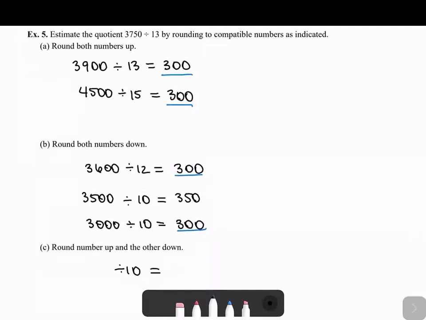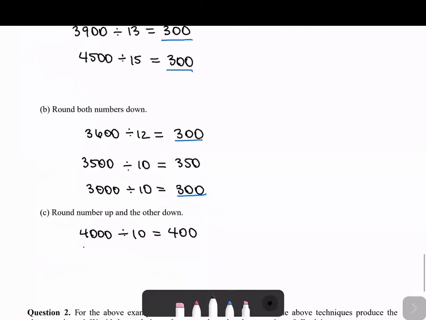Not anything will work, my apologies, but a lot of different things will work. We can go all the way up to 4,000, and this gives us 400, or we can just go up to 3,800 divided by 10, which is 380. So that's one way to do it, where we round the 13 down to 10.